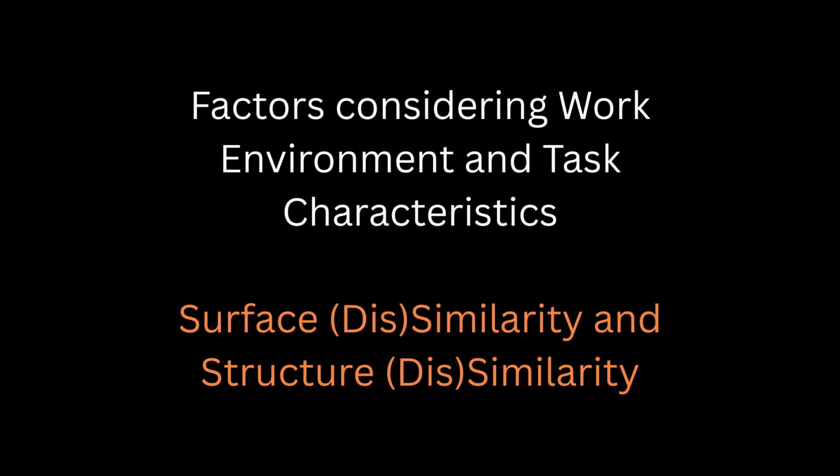So the last factors that were discussed in the consideration of negative transfer of training by a panel of experts was work environment and task characteristics. Here they just broke it down into a couple of sub-factors. They looked at the surface similarity and dissimilarity, and structure similarity and dissimilarity. This is where you may have a training situation or a simulation or virtual environment that is similar but is also dissimilar in some of its surface characteristics and the structure of it.